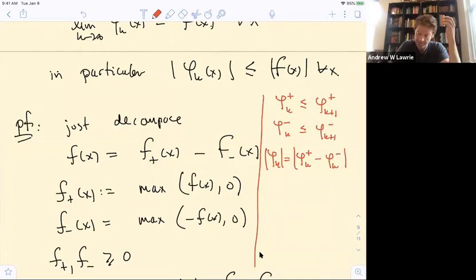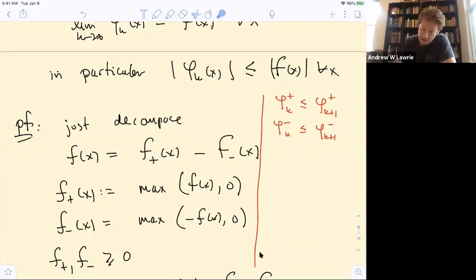So maybe I shouldn't write this. But that's the rest of the proof, right? So what can I take these to be? These phi k's are just equal to, so all right, let me erase what I was writing here and just explain it in words. So what can I take these to be?